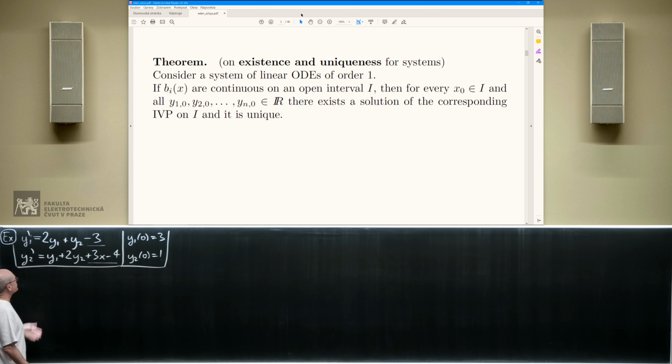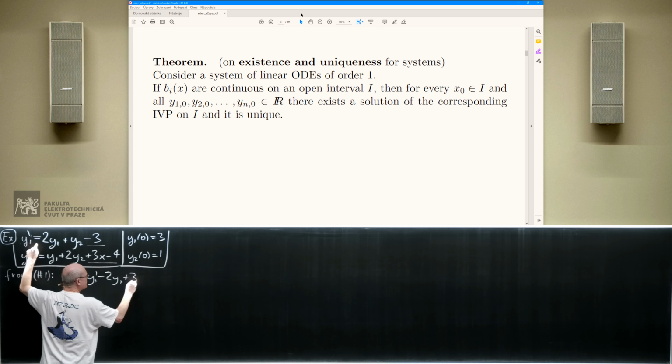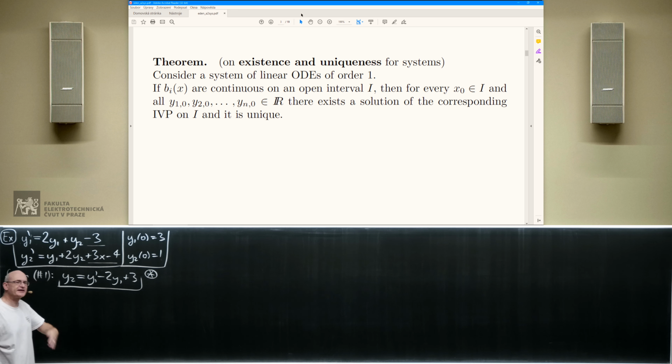Here we go. Okay, which one? This one is shorter, so I sort of like it better. From the first equation, I'm going to express one of the unknowns, and obviously y1 is not a good candidate because y1 appears in two forms. So the only thing I can express is y2. I'm going to isolate it. y2 is y1 derivative minus 2y1 plus 3. So that's my, okay, I guess you could call it elimination formula or reduction formula, whatever. I use it, substitute it into the second equation, and we should get something nice.